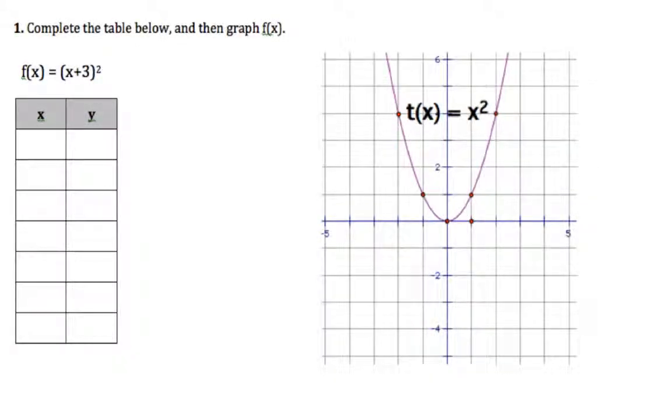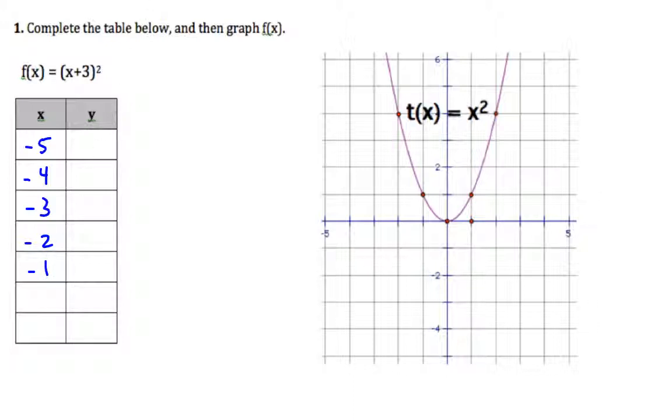All right, in this lesson, we're looking at transformations of quadratic functions. What we're going to do first is complete the table for this function, f of x is x plus 3 squared, and then graph it. We'll see what happens. Let's graph this for when x is -5, -4, -3, -2, and -1. I'll show you why in a second.